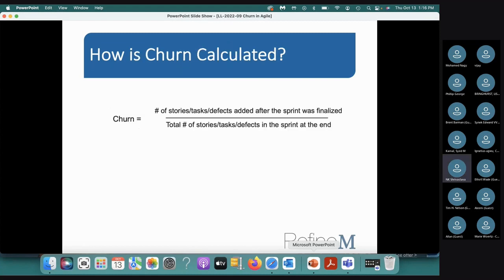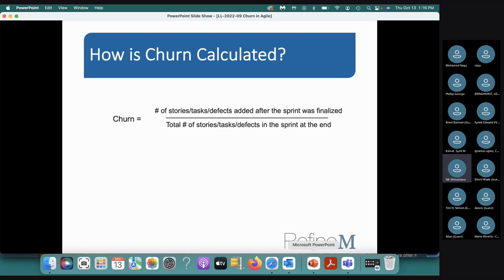Okay, so how is it calculated? It's very simple maths that you apply to calculate churn. It's the number of stories, tasks, defects added after the sprint was finalized. Anything that got added, and it is not story points, okay? It is not story points. It is a work item, a story or a task or a defect. A sprint can include any of these, okay? Divided by the total number of stories, tasks, defects in the sprint at the end.